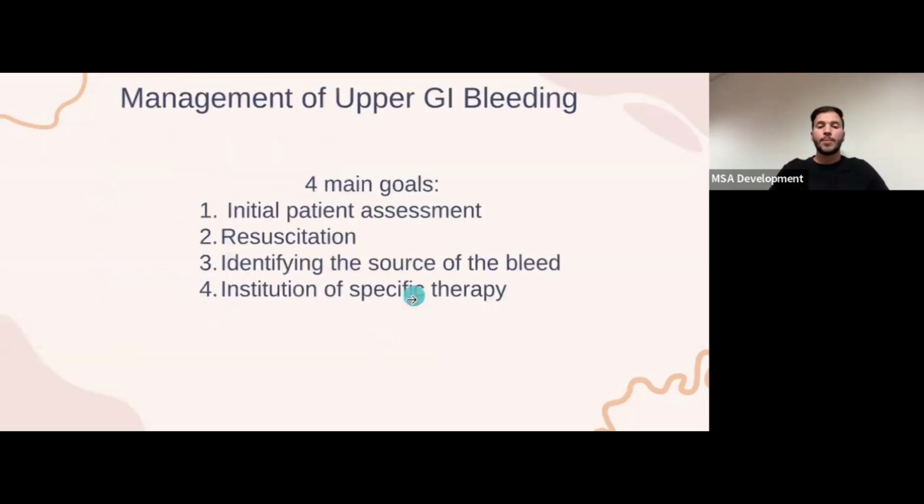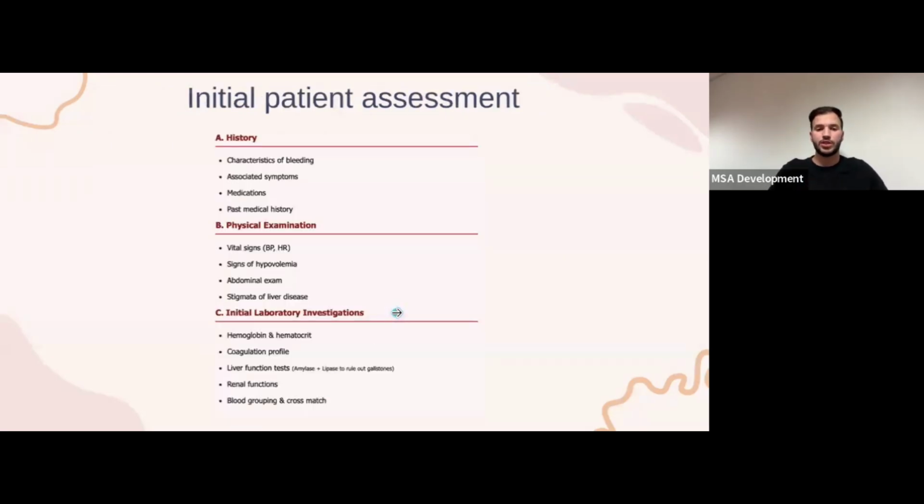Now, management of upper GI bleeding. So we have four main goals to treat the upper GI bleeding. The first is initial patient assessment. Then we have resuscitation, then identifying the source of the bleed, and finally, institution of specific therapy. First of all, we have the initial patient assessment. We do history, physical examination, and laboratory investigations.